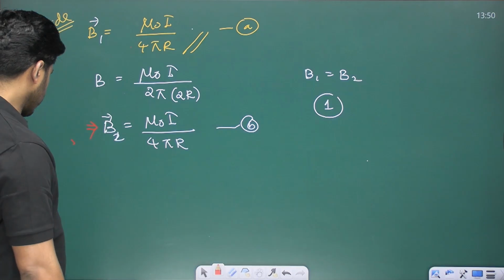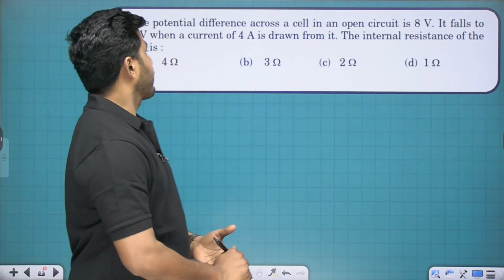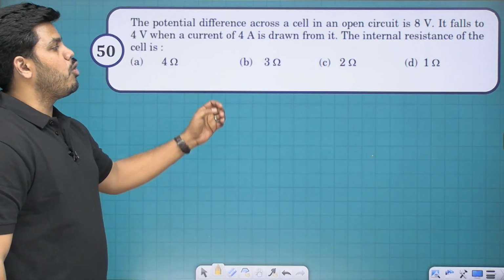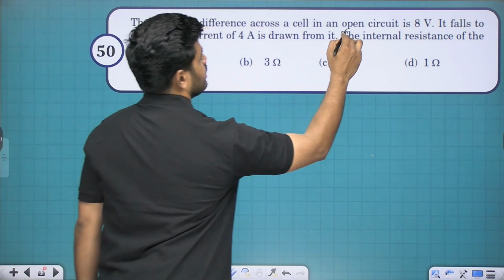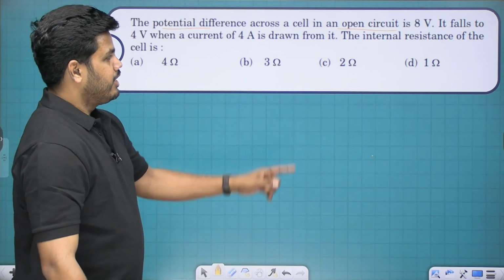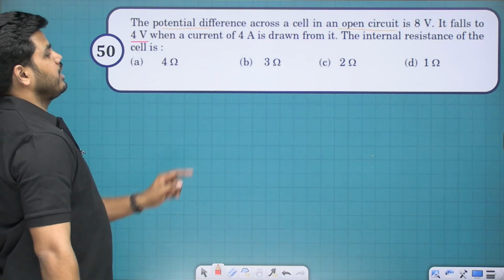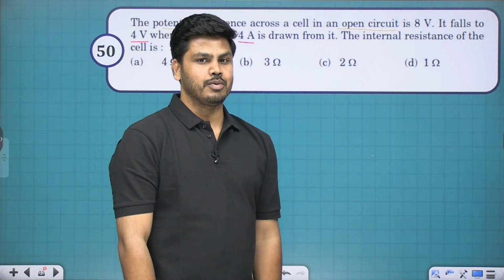Question number 49. Now moving on to 50. Question number 50. The potential difference across a cell in an open circuit is 8 volt. Yes, potential difference in an open circuit is 8 volt. It falls to 4 volt when a current of 4 ampere is drawn from it. Internal resistance is to be calculated.